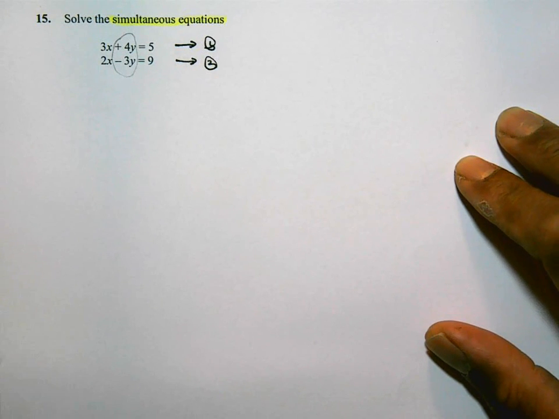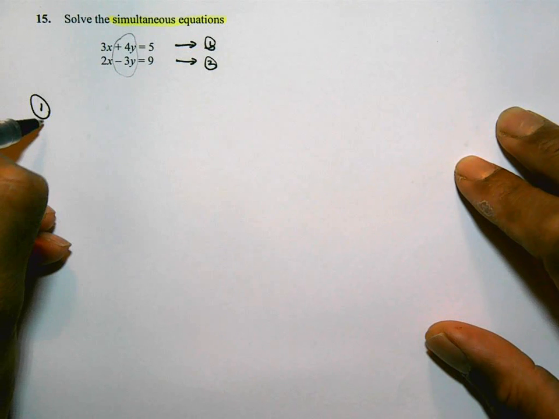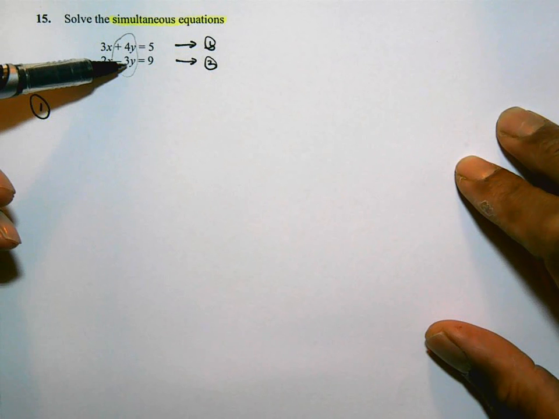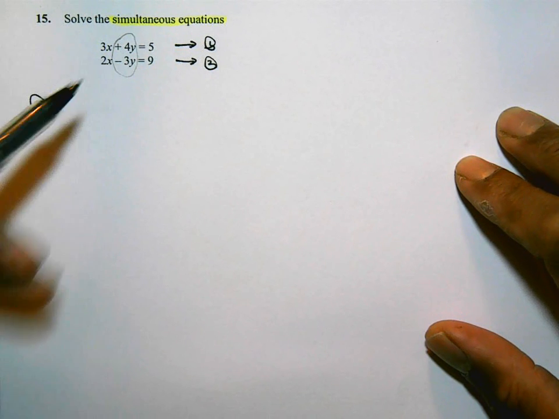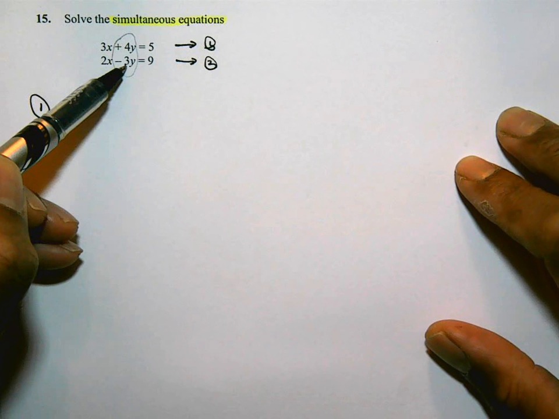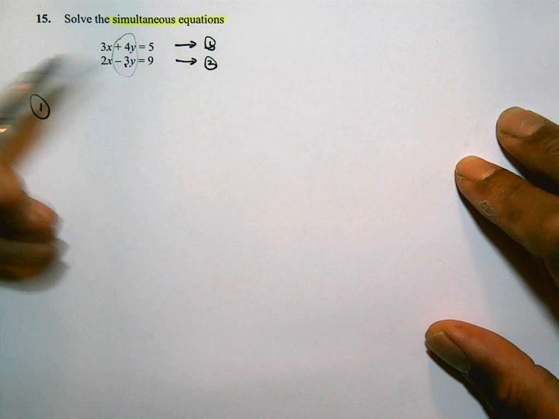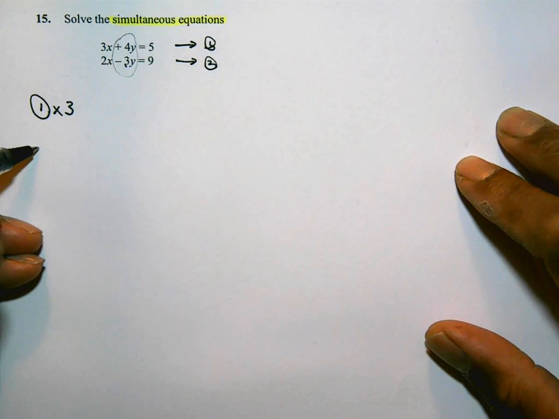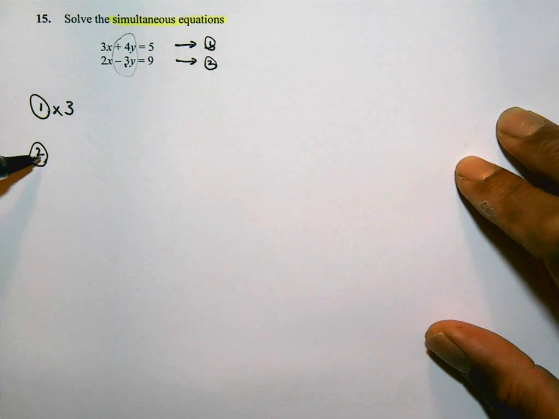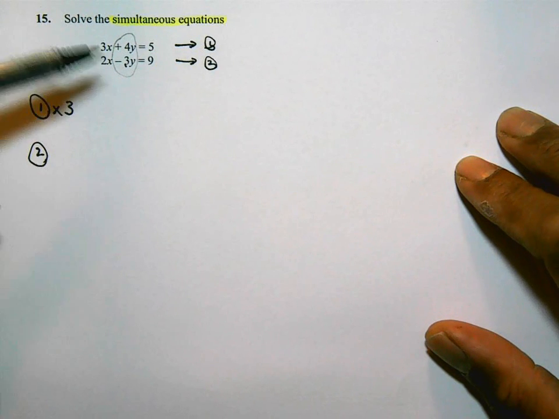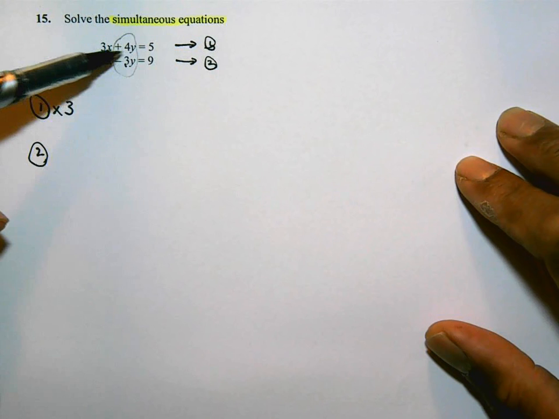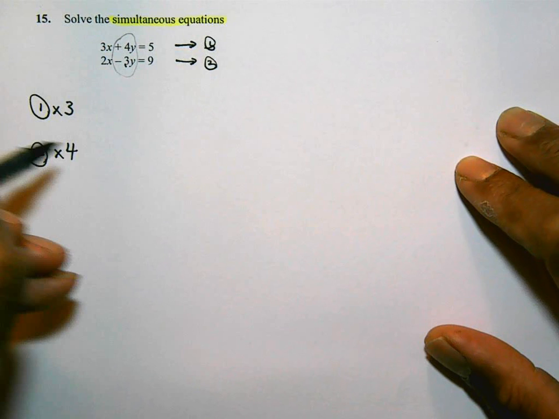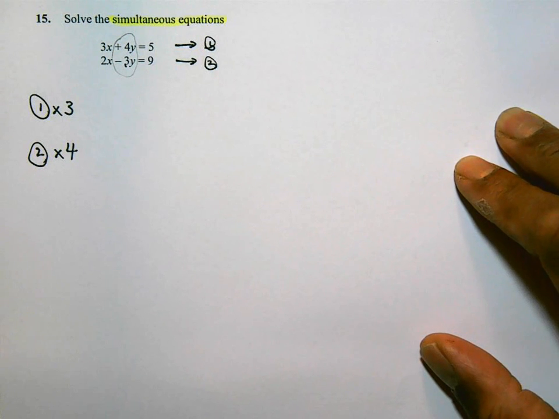So I'm going to times all of equation 1. So all of this equation here, I want to get rid of y's, so I'm going to times by the number in front of y in the other equation. So because that's a 3 there, I'm going to times all of equation 1 by 3. I'm going to write down what I'm going to do to equation 2. I'm going to times all of equation 2 by what's in front of the y in equation 1. So there's equation 1, and I'm going to times it by 4. Okay, I know why I've done that once I actually do it, and it should be more apparent.